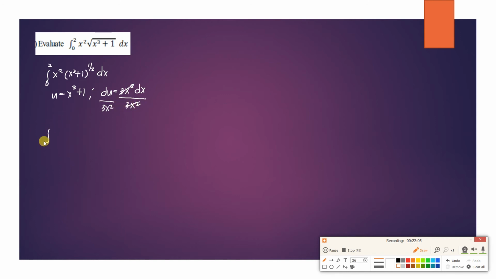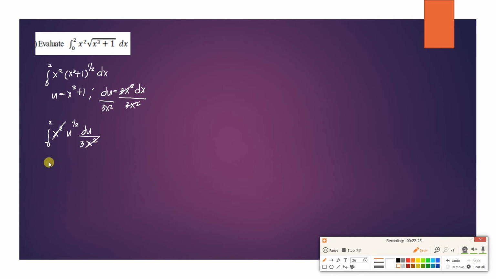So, we have integral from 0 to 2 of x squared. So, ito yung kakancelin. X cubed plus 1. So, we represent it as u, which is raised to 1 half. Dx is now equals to du over 3x squared. So, by inspection, sabi ko sa inyo sa simula pa lang, makakancel na natin si x squared.